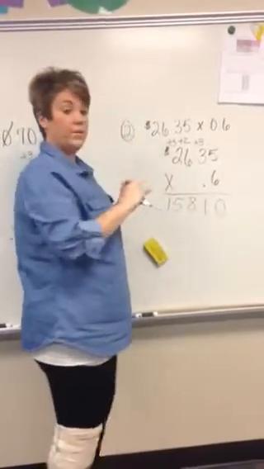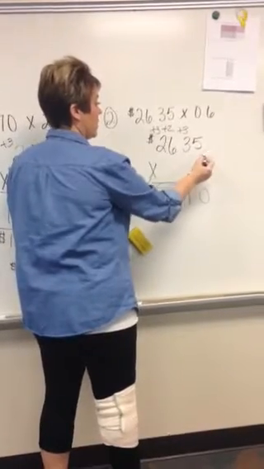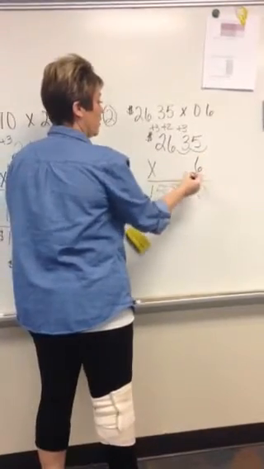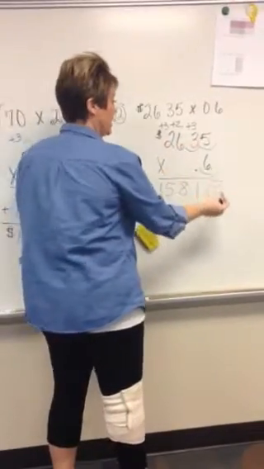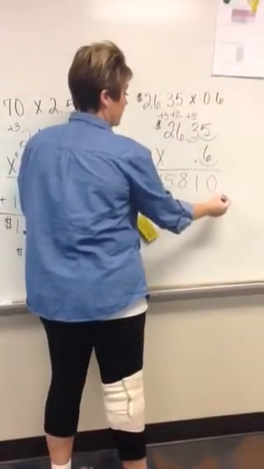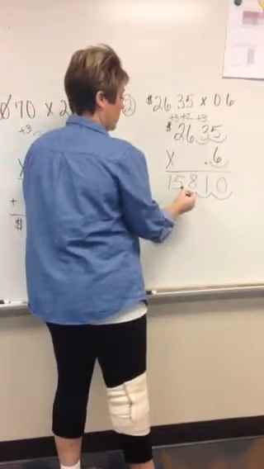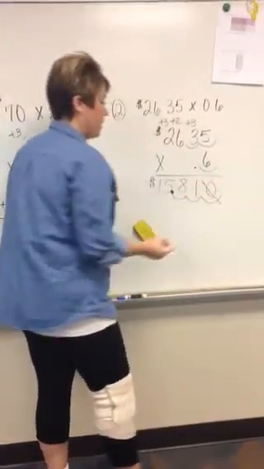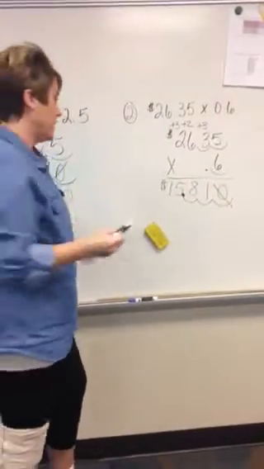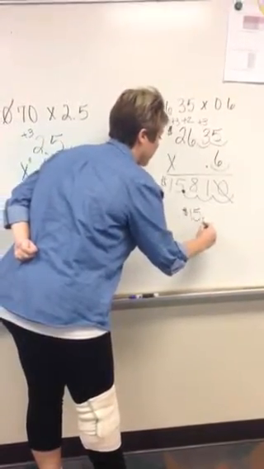Now I can think about those dollar signs and that decimal. First, I'm going to count my decimal places. 1, 2, 3 decimal places in my problem means I need to put 3 decimal places in my answer. 1, 2, 3. Okay, I can drop that dollar sign now. And I'm going to get rid of that 0 because I don't need it at the end. I'm going to rewrite my answer, $15.81.